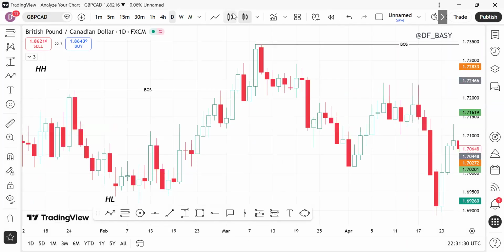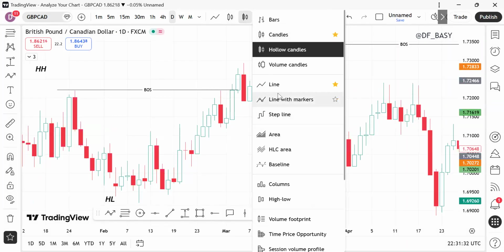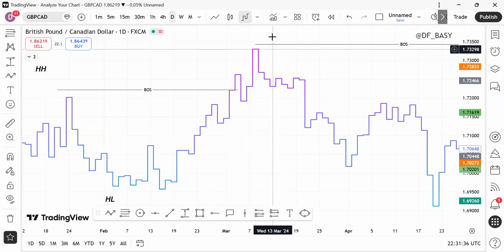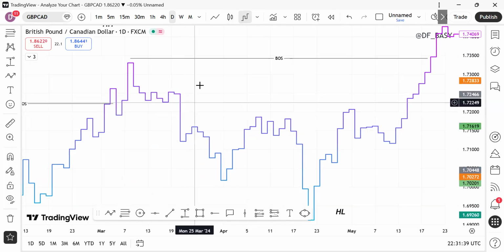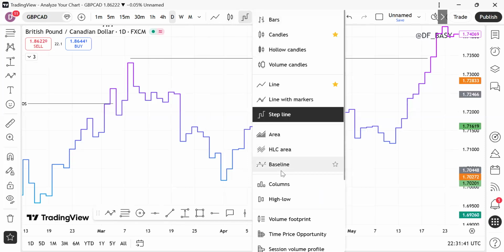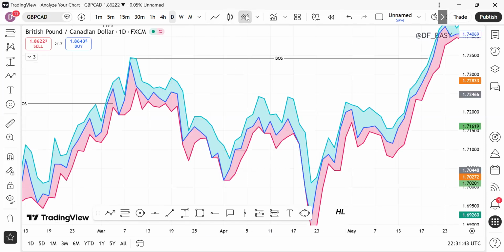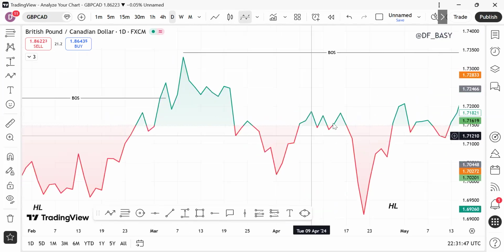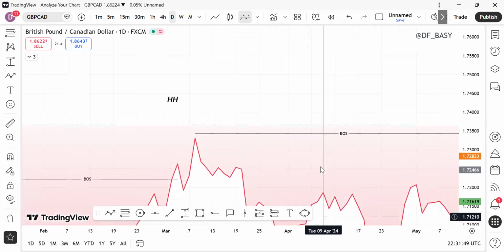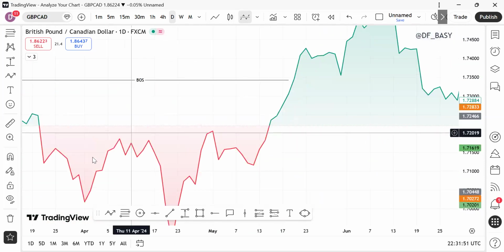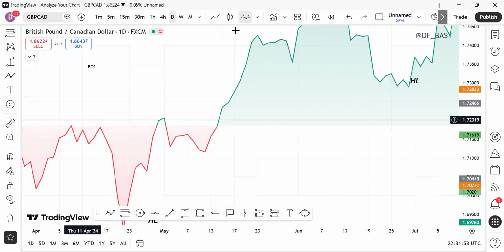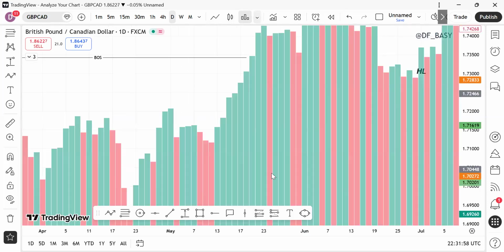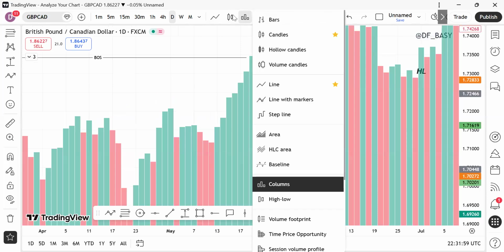You have to be on premium to use that. Then there are different candles. You have the line markers, you have the step line. People also use this to do analysis, to analyze the chart. Then this one, the HLC area, and the baseline. People use this also to do the analysis. Then after the baseline, the columns, the high and low, people use this.